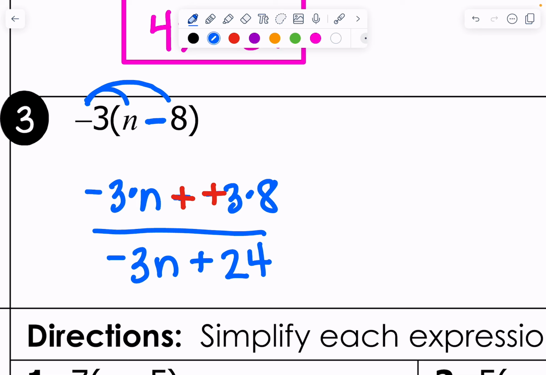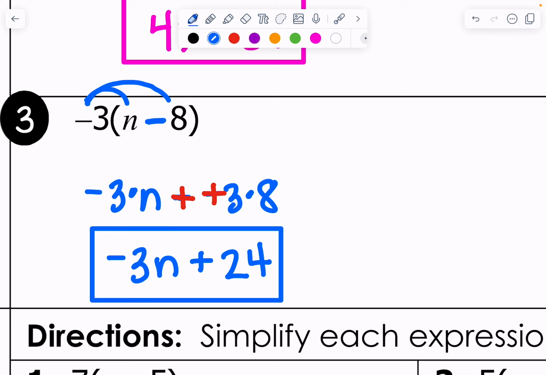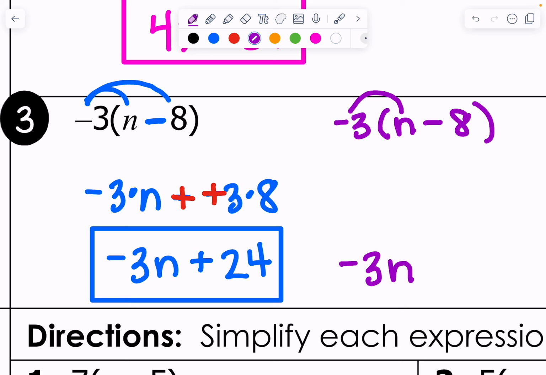Now if you'd rather think of it this way, we have -3 times n minus 8. So -3 times n is -3n. -3 times minus 8, well, since we have a negative times a negative, that's going to turn into a positive 24. So there's a couple different ways you can use your brain to process that. You do what works for you.